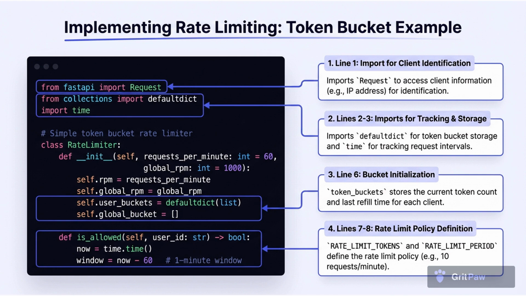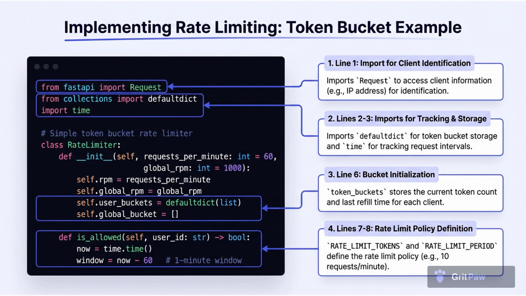defaultdict is useful for initializing a dictionary with default values, and time is critical for tracking timestamps to manage the rate limiting logic. Our token buckets dictionary, initialized on line 6, will store the current state of each user's token bucket, typically keyed by their IP address or API key. The rate limit tokens and rate limit period constants on lines 7 to 8 define our rate limit policy. For instance, 10 tokens (requests) per 60 seconds.